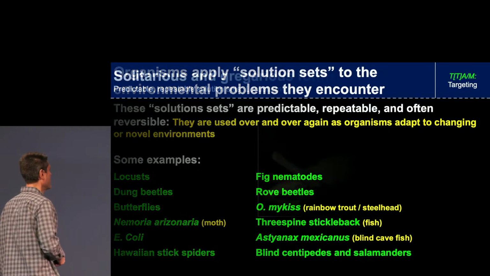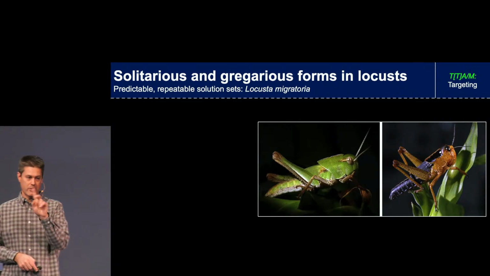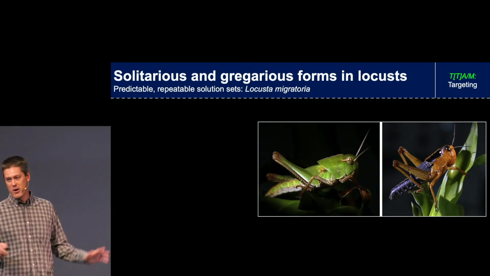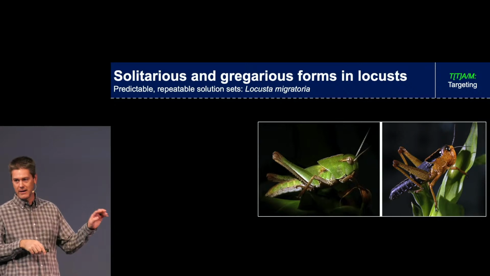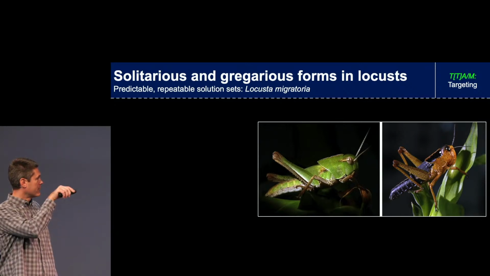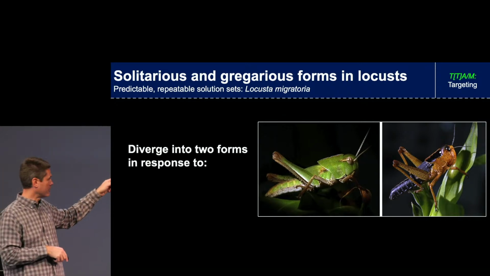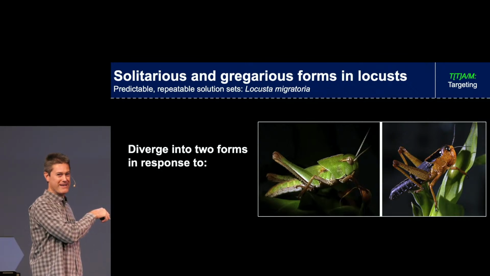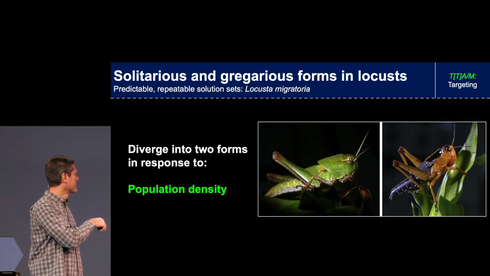So let's get started. So this is the locust that has two forms, the solitarious and the gregarious. What does that mean? Well, that means that these are lonely and these are not. So what it really means is that this is the form, this color shows up when there's not a high population density. When the population density goes up, this form shows up. So these two forms diverge in response to population density.